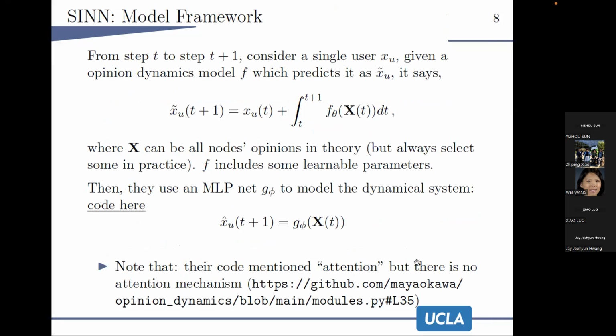And in particular, the model that they are using is relatively straightforward and quite simple. First they define that from step t to step t+1, I consider a single user x_u, and given an opinion dynamics model, let's call it F, with some parameters, let's call it theta, we predict the value at time step t+1 as this. Where X are all the nodes' opinions, in theory. And F will include some learnable parameters.